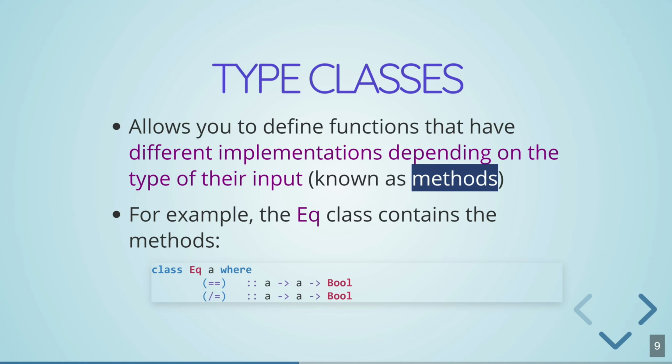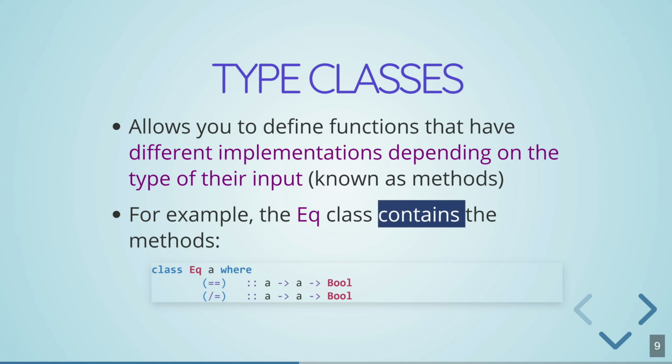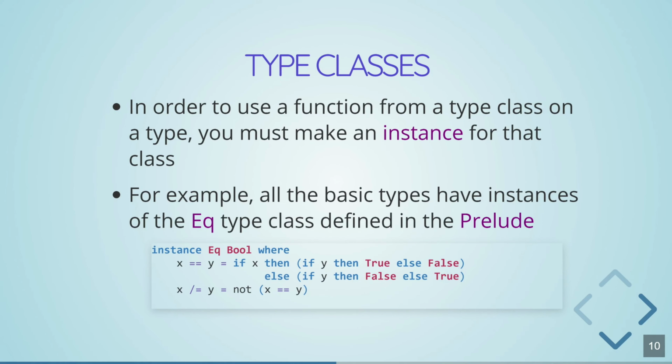A good example of this is the Eq type class. This is a type class that already exists in the Prelude, and it contains the following methods. Okay, this is Eq. The double equals and the slash equals, which means does not equal. So this allows you to compare values. In order to actually use this type class, you need to make an instance of the type class.